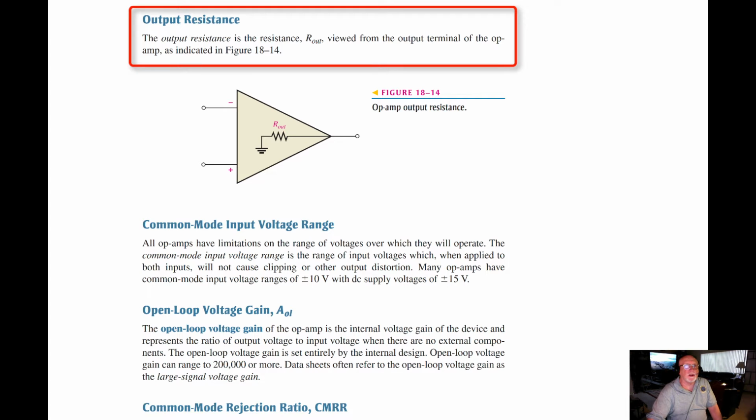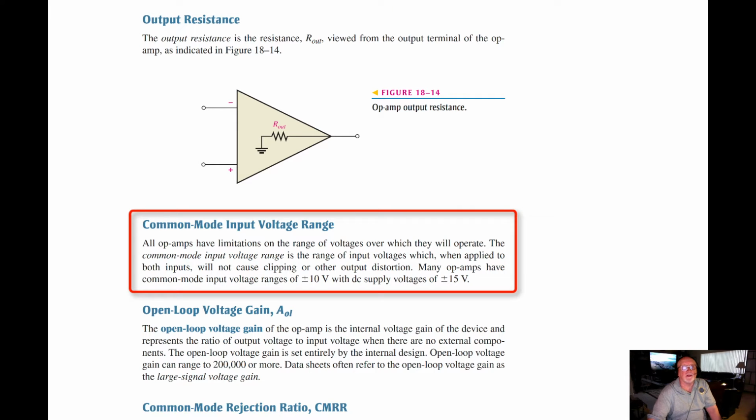So we continue our look at op-amp parameters. Output resistance. The output resistance is the resistance R out viewed from the output terminal of the op-amp. Okay, and you can see they just included it in the standard schematic for an op-amp.